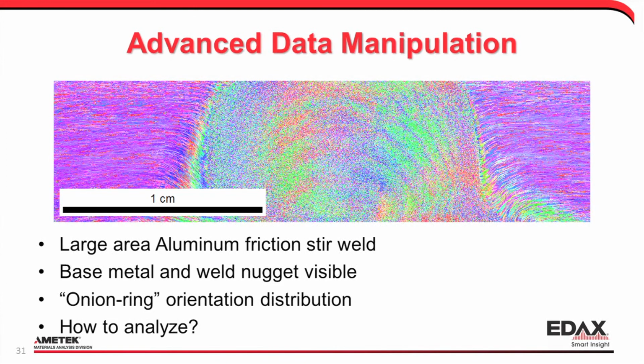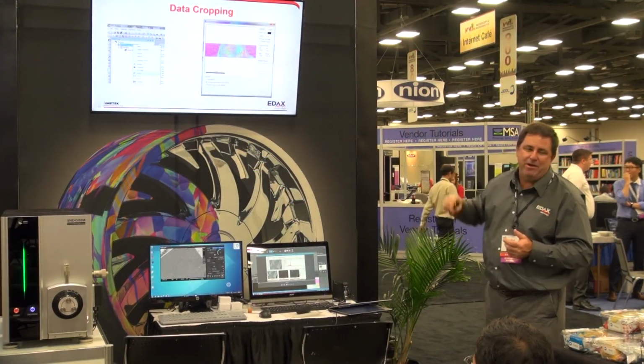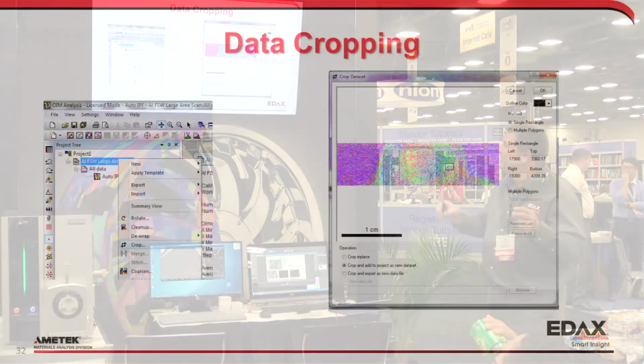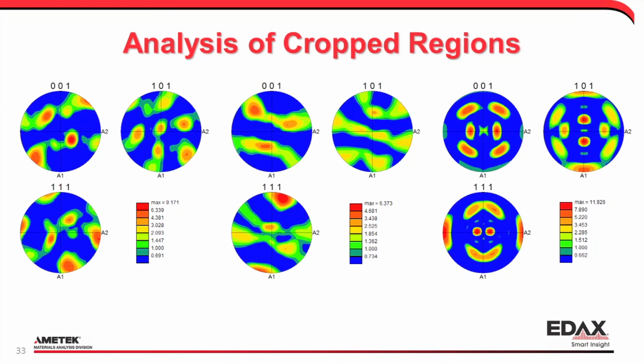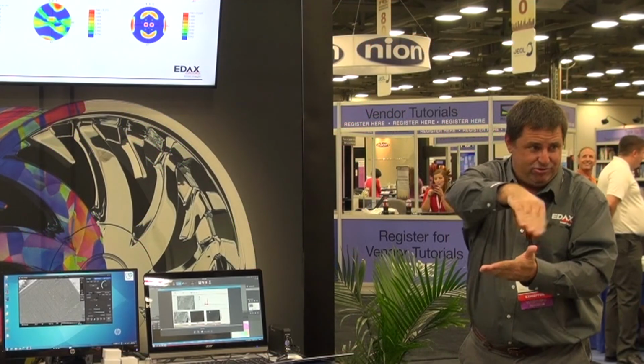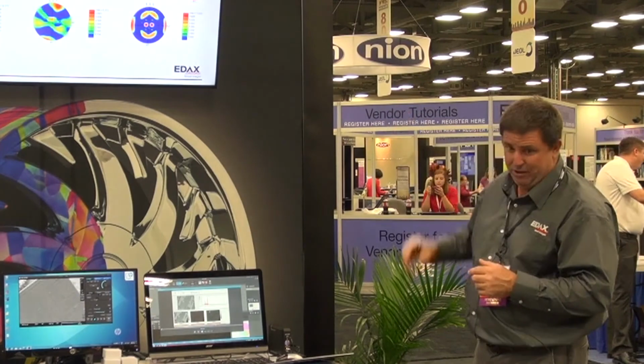So what tools can analyze that sort of thing? Well, we can go into the software and crop out different sections of those onion rings, pull them out as different sections, and look at the orientation distributions for those different regions. A friction stir weld has a pin that stirs through the material, and you can see how the material fans out, following that pin direction as a function of location.